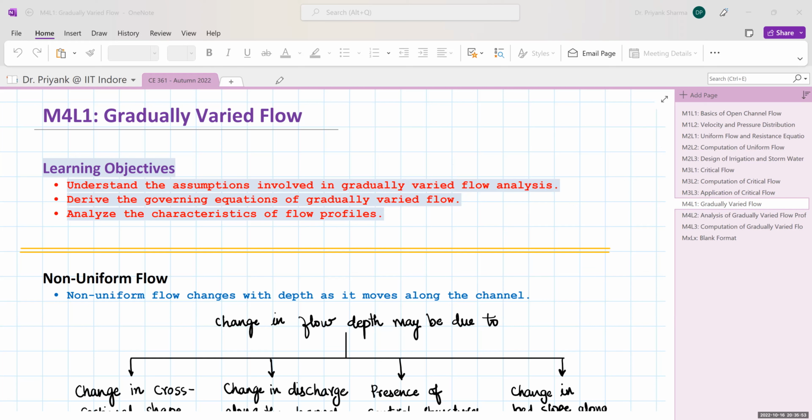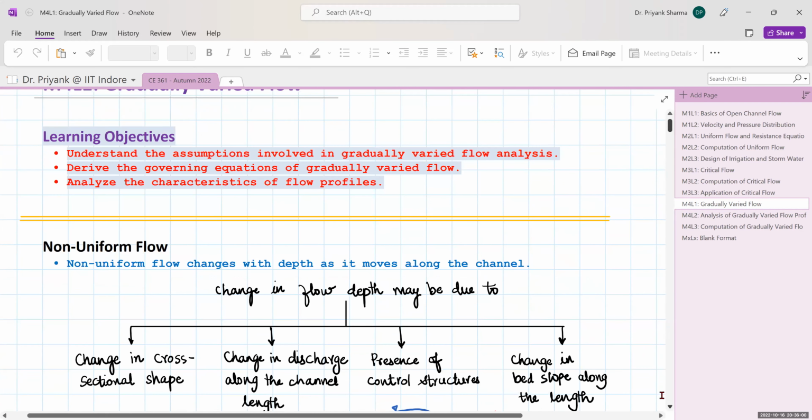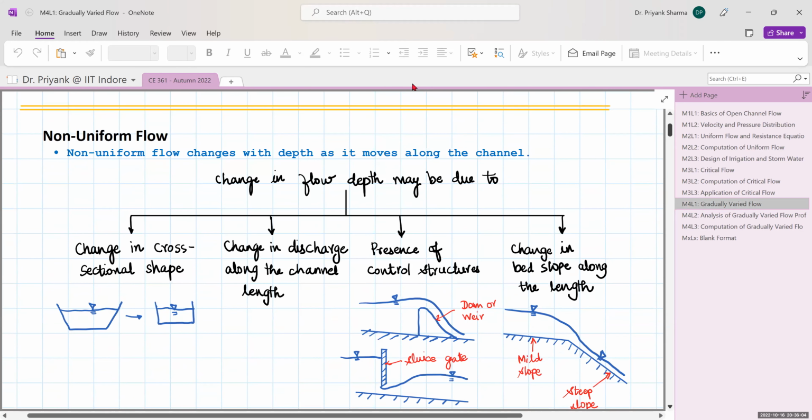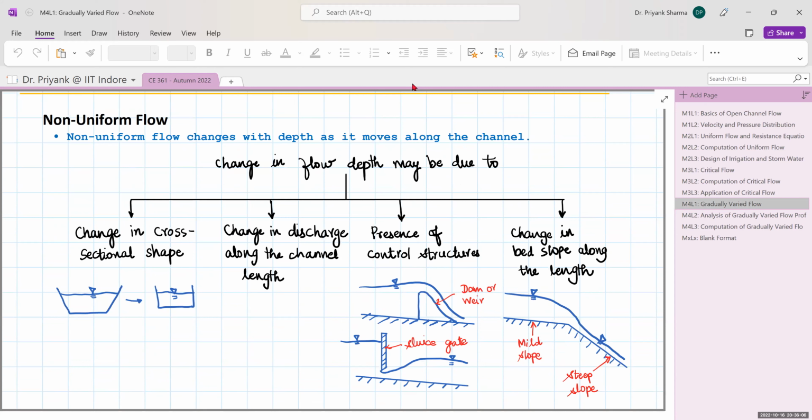So as you know, gradually varied flow is a non-uniform flow. So whatever discussion we'll do henceforward will be pertaining to non-uniform flow. So that will be gradually varied flow. Then in coming modules, we'll have rapidly varied flow and so on.